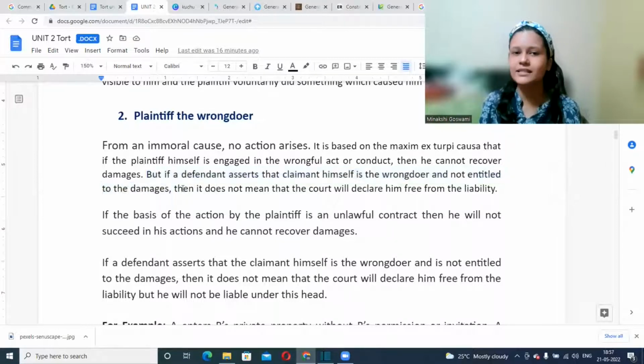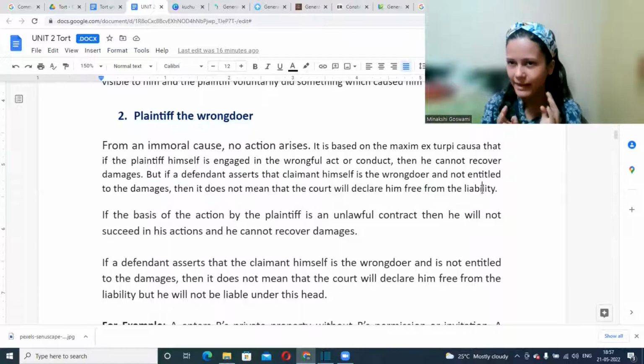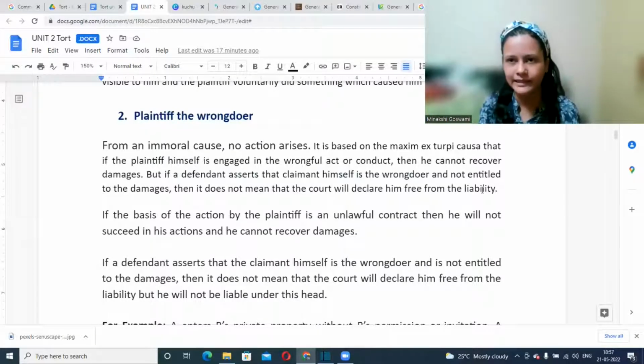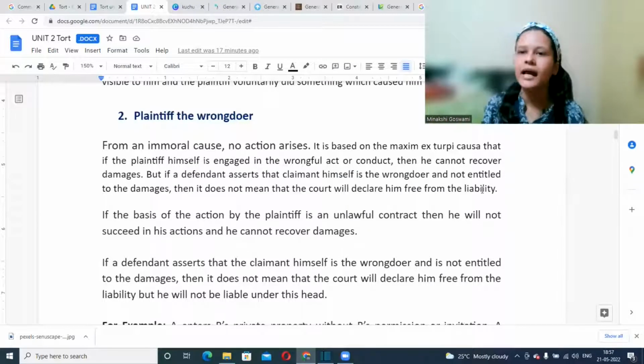In such a case, it does not mean that the court will declare him free from liability, but he will have to prove that properly. That yes, it was not my fault, but the other person only was doing something wrong. So if I'm going to the court complaining about something, I should not be the one who is at the wrong position. I should be proper in my position. After that only I can complain about a certain thing. I can ask for compensation.